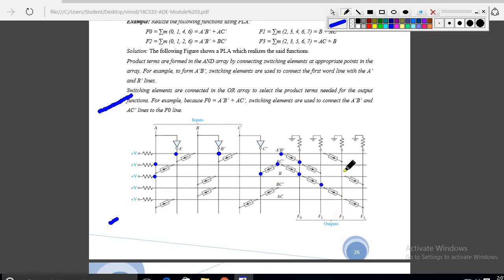Like that you have to do for F2. The F2 equation is A bar B bar plus B C bar. A bar B bar is already present here, so you have to make a mark and make one arrow here, because the line is the same, no? So here is also A bar B bar, because it is the same line.